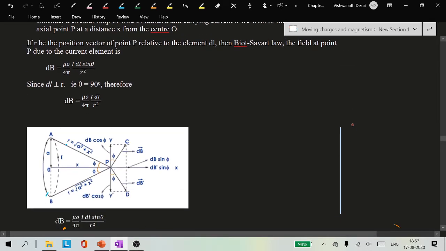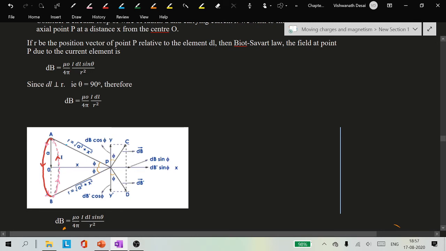So after drawing the diagram, the current is flowing through this coil, and this part is outside the plane of the paper I am writing, and this portion is inside the plane of the paper. That means the current is coming from outside the plane of the paper towards the observer, myself, and it enters the plane of the paper and goes away from the observer like this.